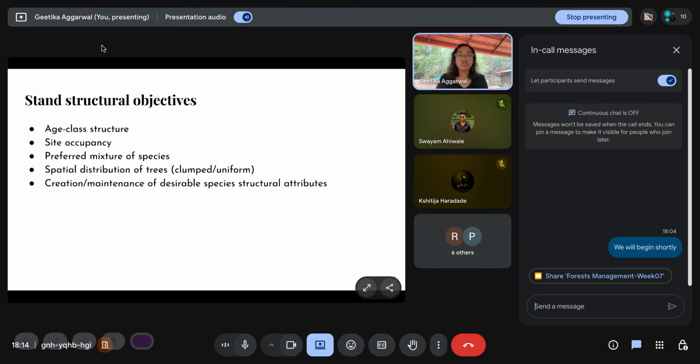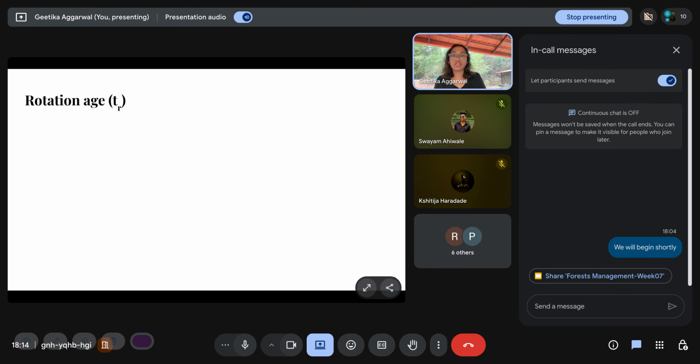So you could have different structural objectives for your stand in mind. And these are the different categories in which they can be classified.